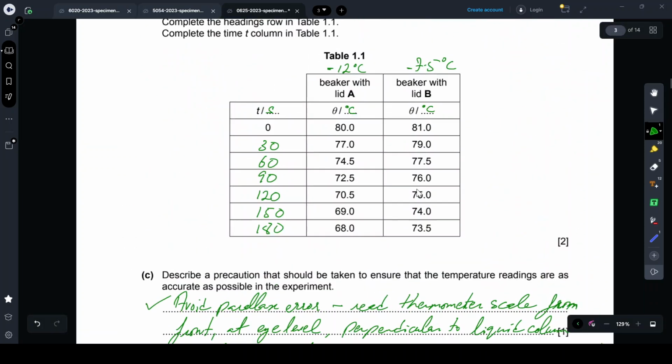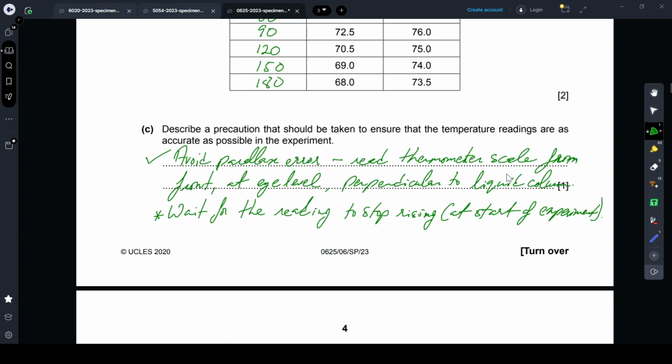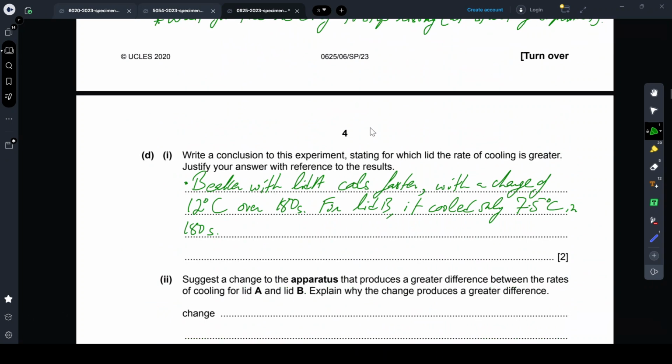Now you could argue, well, it was hotter. Yeah, but by 1 degree, that's not going to make a big difference. It's like, oh, you started hotter, okay, fine. But 1 degree centigrade is not going to make a huge difference. So you can also refer, for example, between 30 and 90. Or you could say between 30 seconds and 60 seconds, lid A went from 77 to 74.5, and lid B went from 79 to 77.5. You can refer to that, because they ask you to refer to the results.